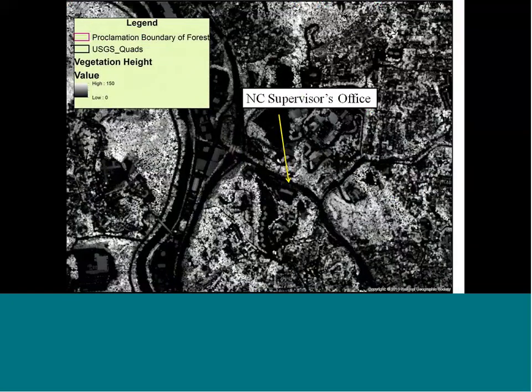So here's what it looks like. This is Asheville, the arrow pointing toward the Forest Supervisor's office. I've compared LiDAR oftentimes to sort of an aerial photo with numerical values for each pixel that denote height or cover or whatever physical attribute you're looking at with LiDAR.